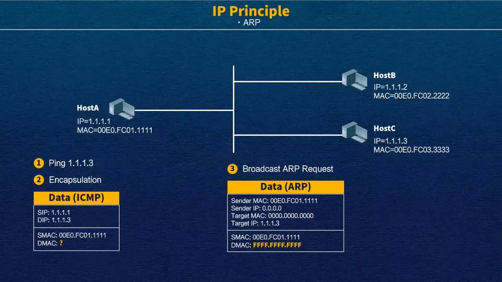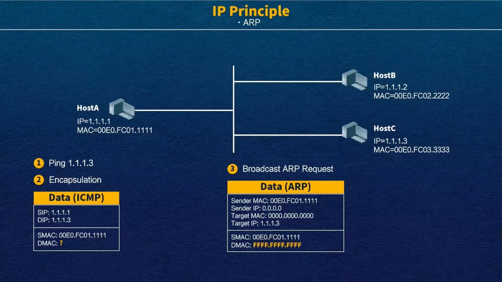So pay attention to this one. In the ARP message, we will add the source MAC address and source IP. The source MAC address is the MAC address of host A, and the source IP will become 0. The target MAC address will become 0 because we don't know what the MAC address is. The target IP is 1.1.1.3. And this packet is called an ARP request. The request function is: I want to know the MAC address of target IP 1.1.1.3. Okay, so this is the meaning.